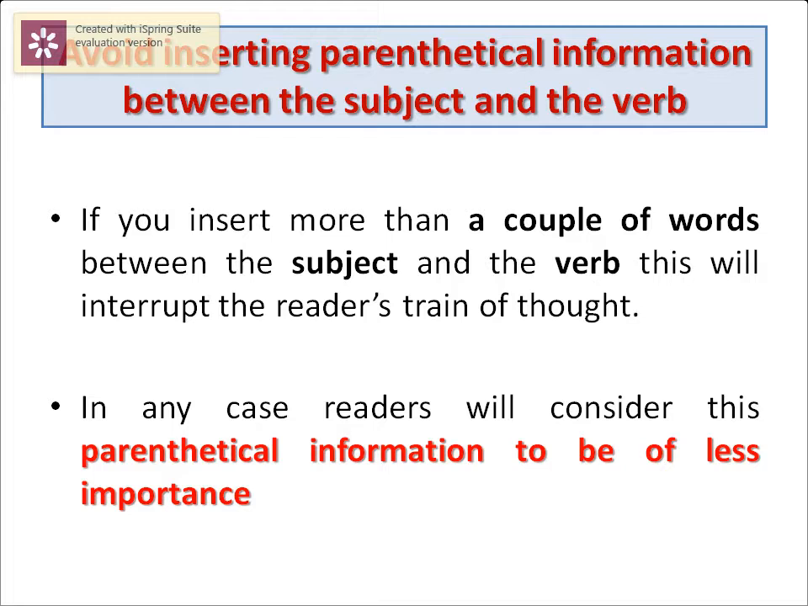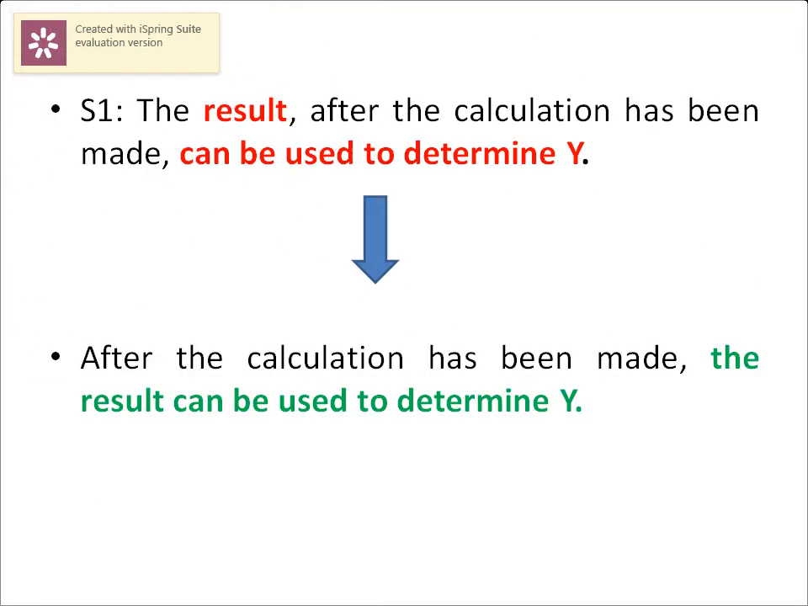Why? When you put words between the subject and the verb, the readers will consider this parenthetical information to be of less importance and tend to neglect it. Look at this example. The result, after the calculation has been made, can be used to determine why. In this first sentence, the subject is the result. The verb is can be used. There are some words between the subject and the verb. It's a mistake that makes the sentence so hard and difficult to be read and understood.